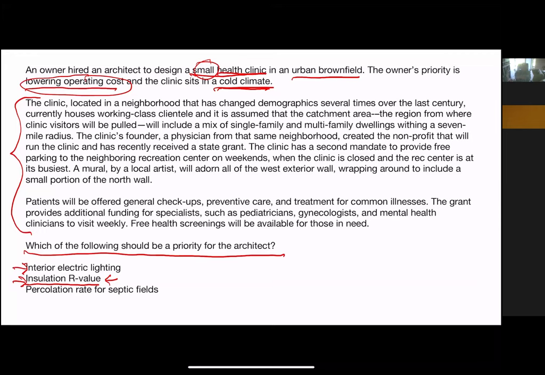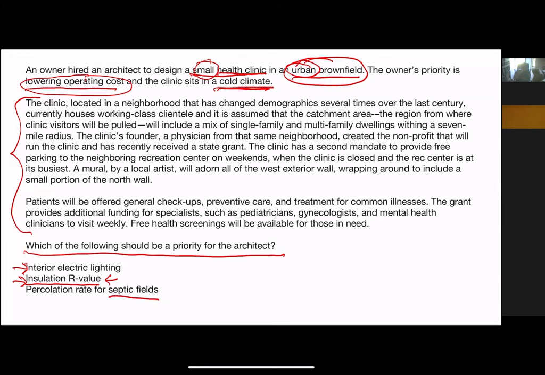In reality, would interior electric lighting create more operating costs? Probably not, not in most cases. Percolation rate for septic fields: that somehow feels like it's about the urban brownfield. The fact that it's a site that has perceived or actual contamination, but the fact that it's urban tells us that we're not going to have a septic field.